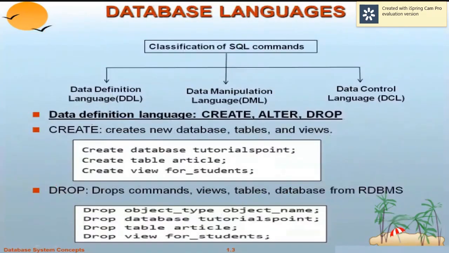So let's get into the main topic of the unit, that is database languages in SQL. I said I'll be segregating that into three elements: DDL, DML and DCL. What is meant by DDL? DDL is data definition language, DML is data manipulation language and DCL is data control language.